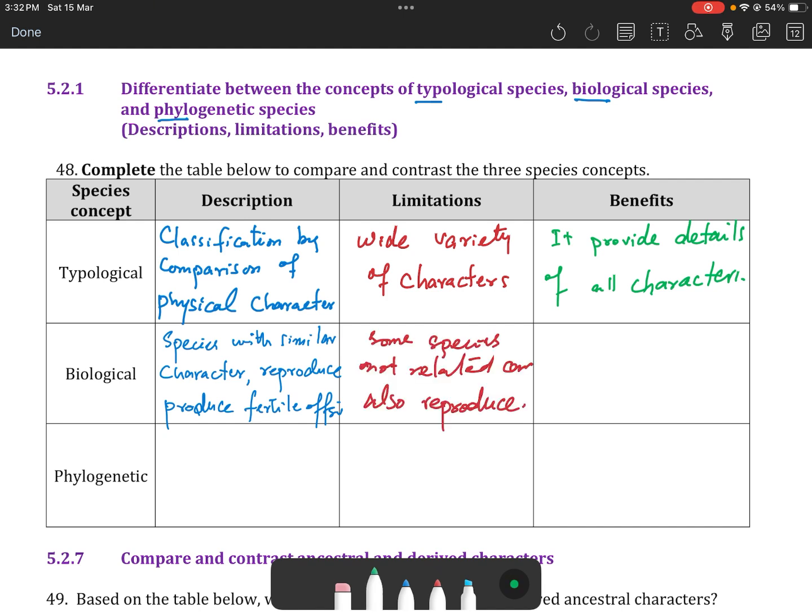But what's the benefit? The benefit is like it is the most suitable type that can be used.